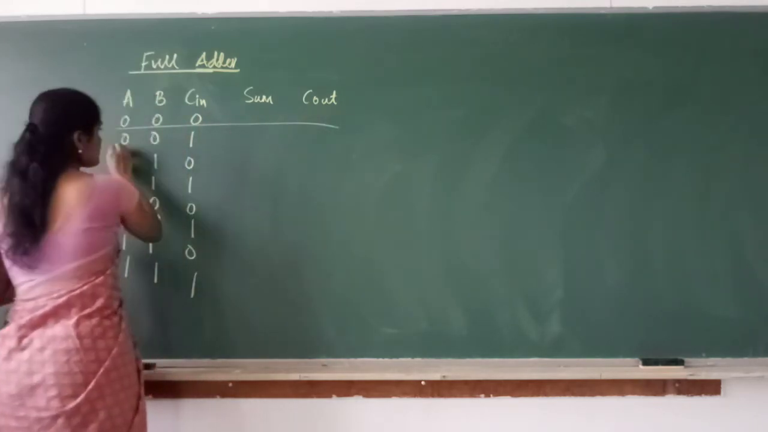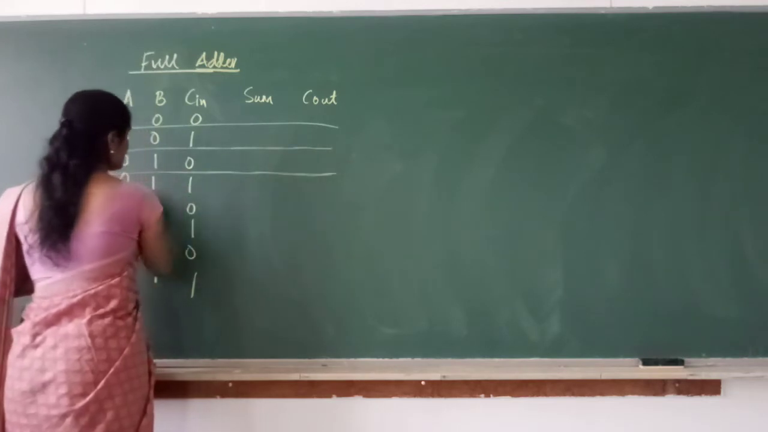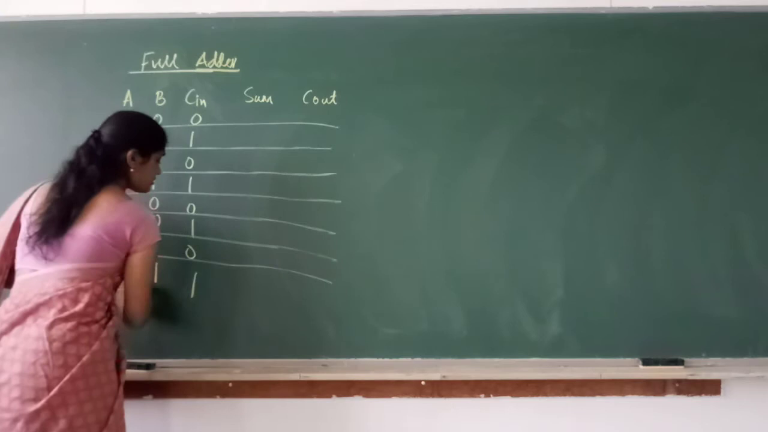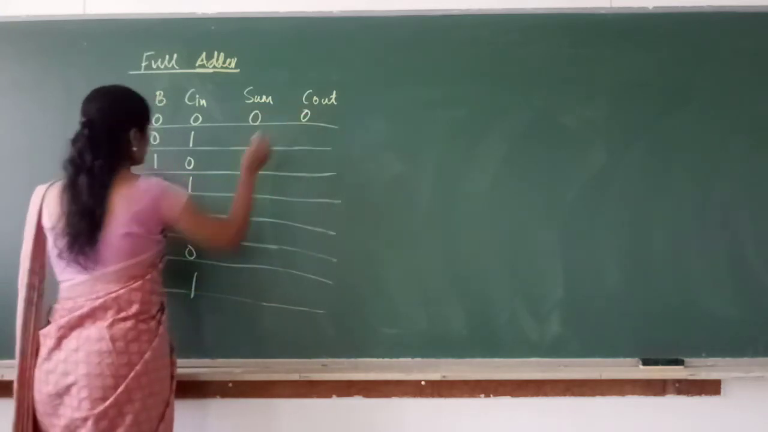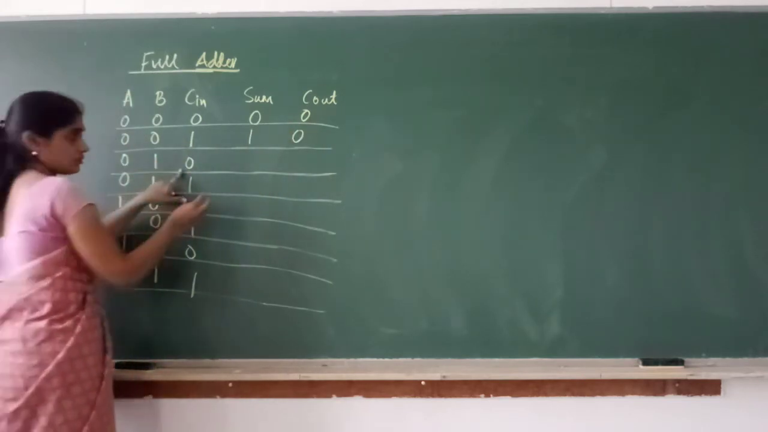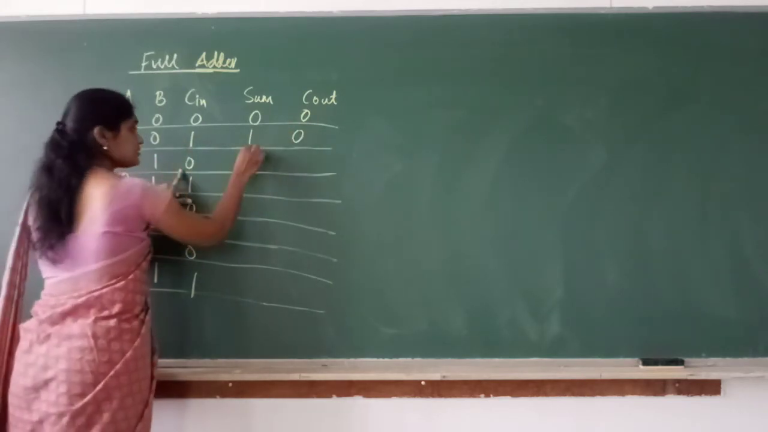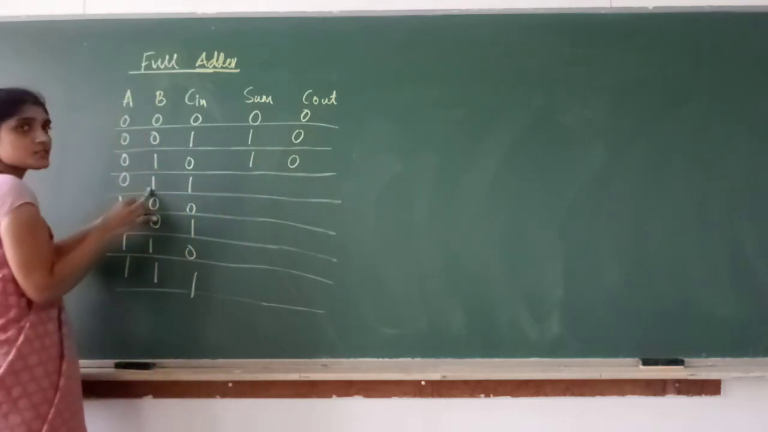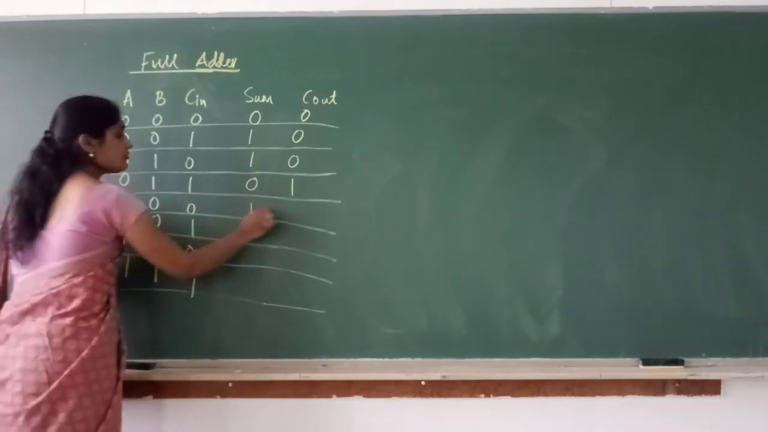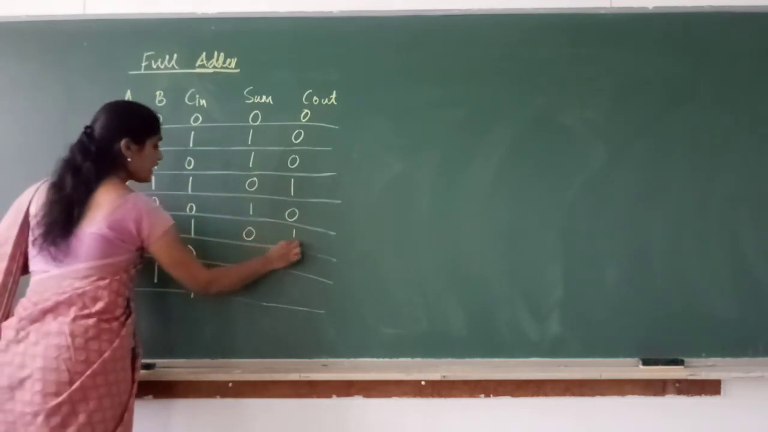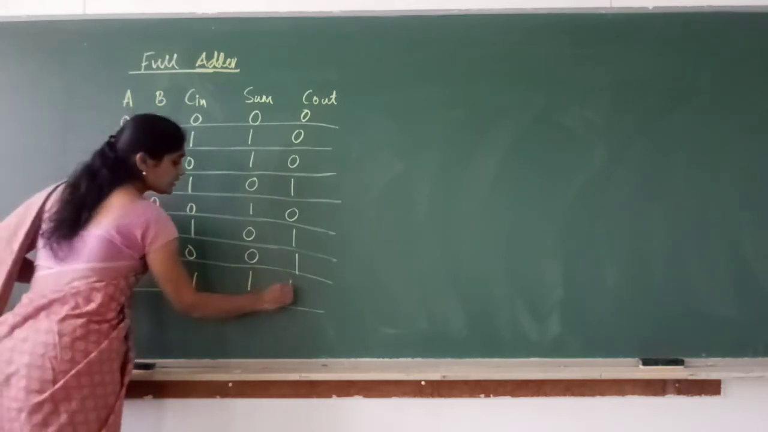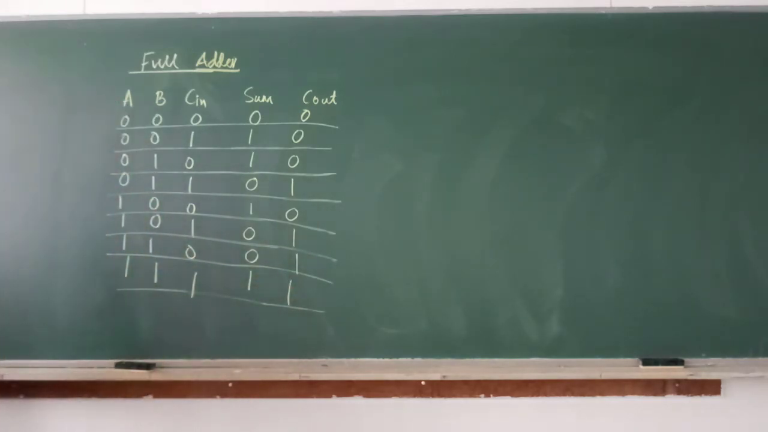For 0, 0, 0, what is the output? Sum is 0, carry is 0, right? So when I give the input as 0, 0, 0, the addition will be sum 0, carry 0. 0, 0, 1: sum 1, carry 0. 0, 1, 0: 0 plus 1 is 1, 1 plus 0 is 1, sum 1, carry 0. 0 plus 1 is 1, 1 plus 1 is 2, that is sum 0, carry 1. Sum 1, carry 0. Sum 0, carry 1. Sum 0, carry 1. 1 plus 1 plus 1 is 3, that is sum 1, carry 1. So this is the truth table of the full adder.